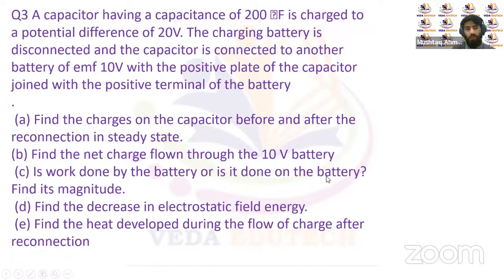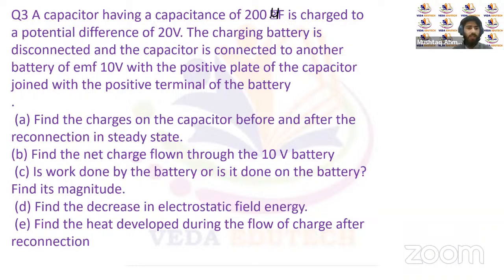So let's try to solve this question number 3. Let's discuss all the parts of this question one by one. A capacitor having a capacitance of 200 microfarad is charged to a potential difference of 20 volts.